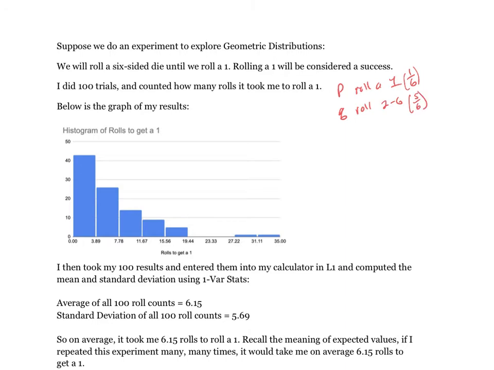So that's one thing about geometric events. They are complementary, okay? That success and failure have to add up to 100%.